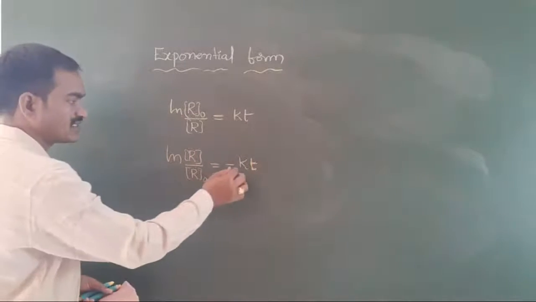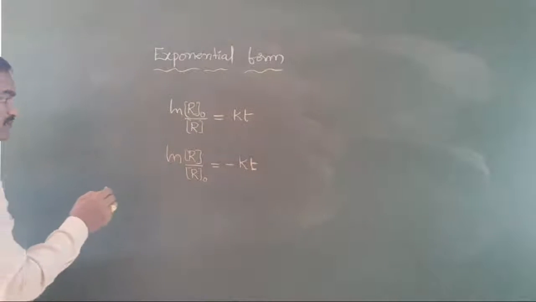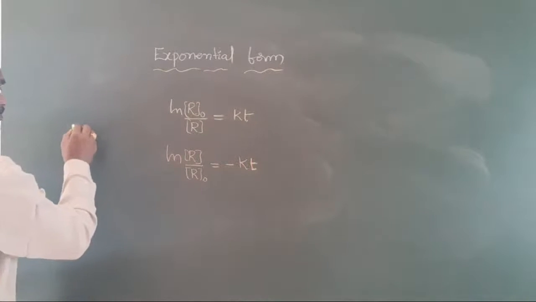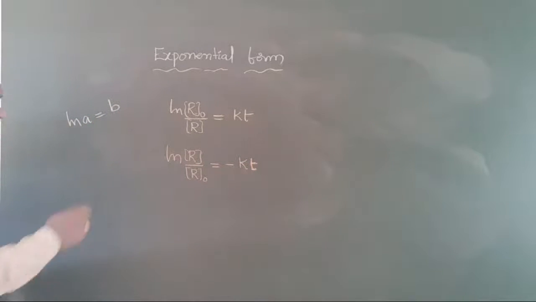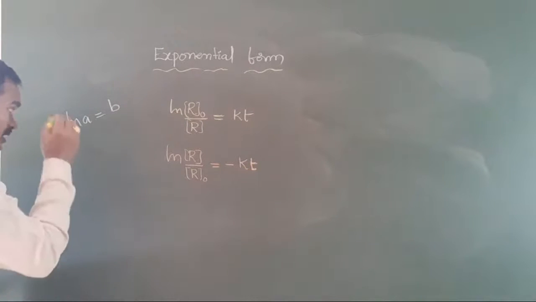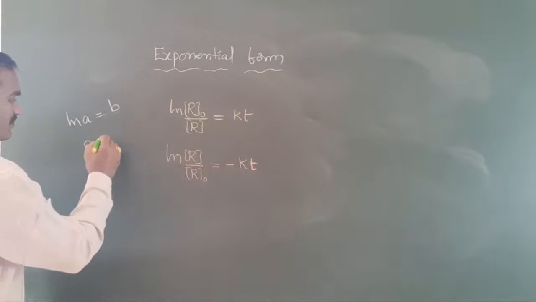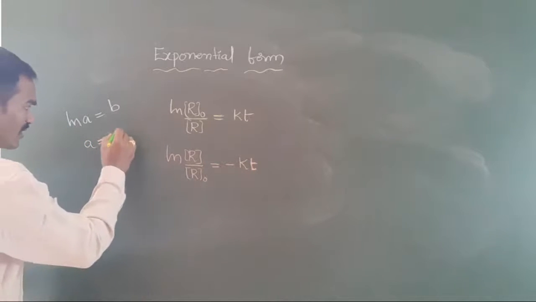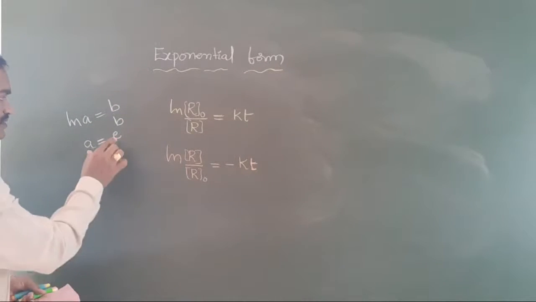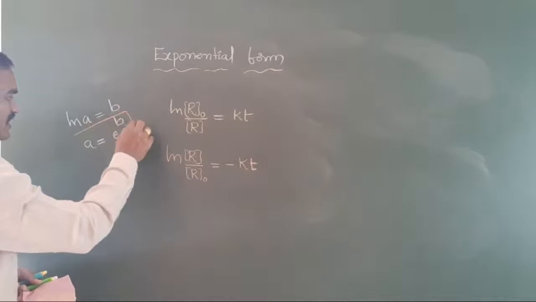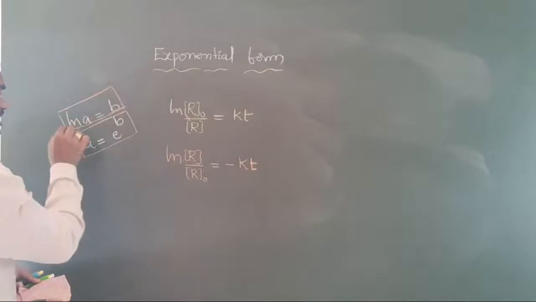So now minus kt. Now here I want to tell you one logarithm formula. What is that logarithm formula? You know very well, ln a is equal to b. Now here you see, if you take, then a is equal to e to the power b. So this formula, this application we are going to use. You see this form we are going to change to this form.